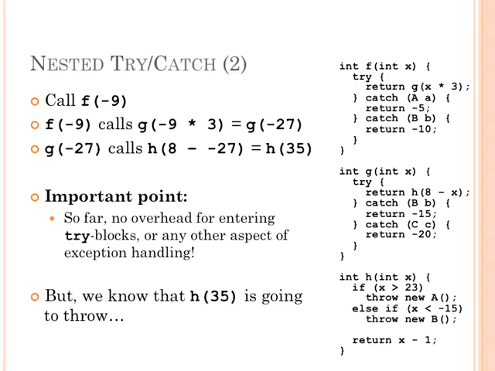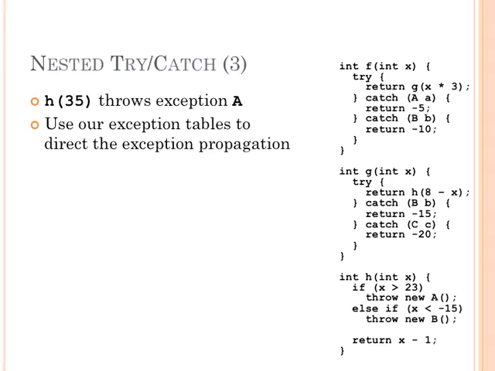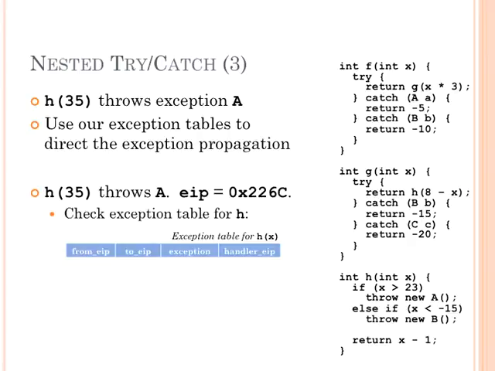But we do know that h of 35 is going to throw. So what happens is h of 35 throws A, and the exception tables are used to drive that process of propagating the exception. And you can see that it's not just the exception table, it's also the current contents of the stack. The current contents of the stack are what steer us to who called whom. And that's the other part of this picture, of course, which we don't really mention here. So h of 35 throws A. I concocted an EIP for that. We look at the exception table and nothing matches because the table's empty.